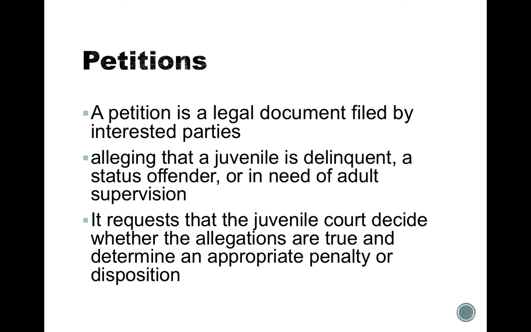So what happens is a petition is filed in the interest of the juvenile. As opposed to charges filed against you, we file a petition in the interest of whoever the juvenile is. This alleges that the juvenile is a delinquent, a status offender, or in need of adult supervision. And it basically is requesting that the court decide whether the allegations are true and determine an appropriate penalty.